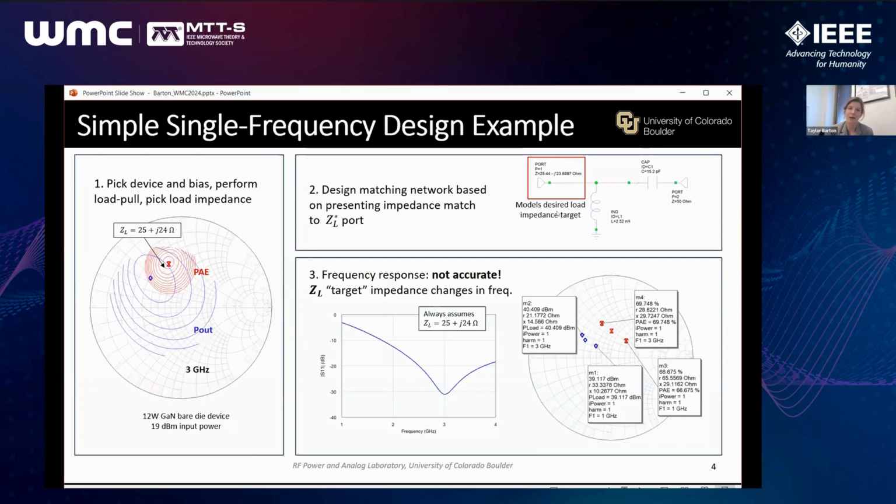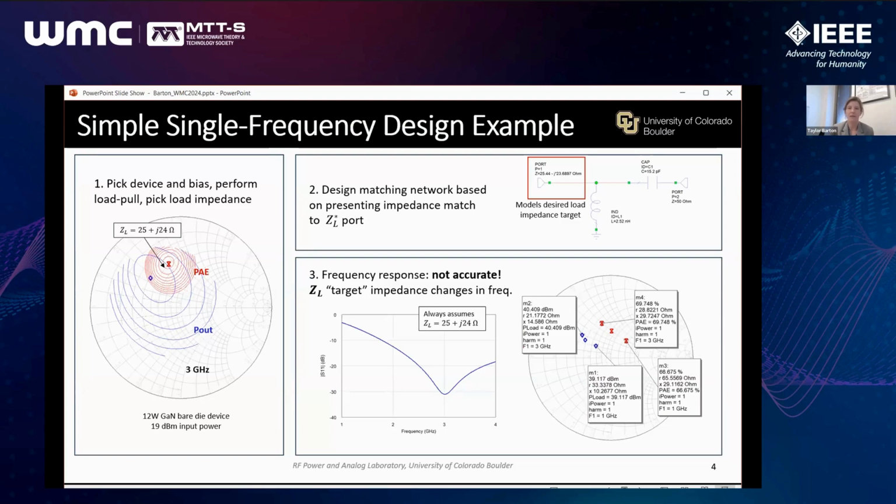We need the load target to translate, to move along with the load pull impedance targets. And so now in this Smith chart at the bottom right, I'm showing the same device under load pull, peak power points in blue, peak efficiency points in red, but now sweeping from 1 to 3 gigahertz. So a very simplistic view will give us an overly optimistic match.